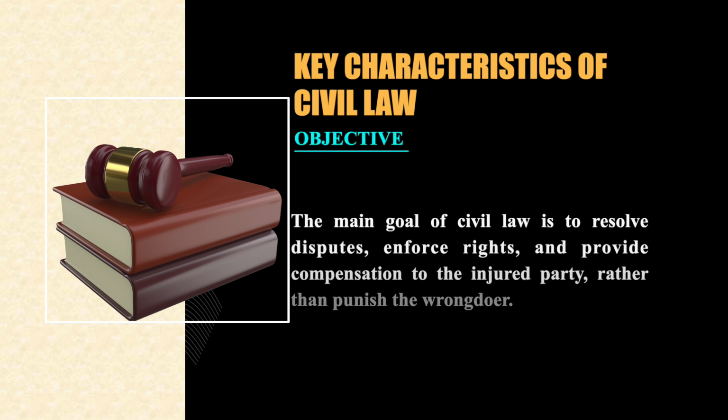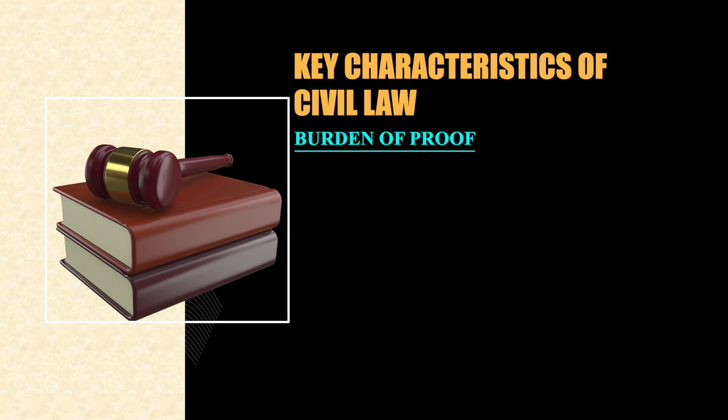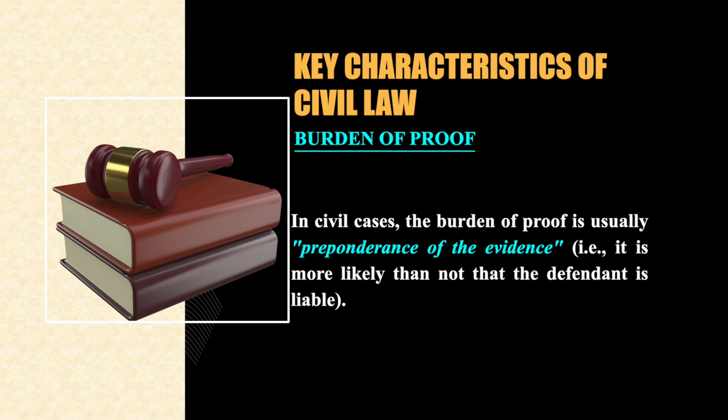Objective. The main goal of civil law is to resolve disputes, enforce rights, and provide compensation to the injured party, rather than punish the wrongdoers. Let's discuss upon whom the burden of proof lies. In civil cases, the burden of proof is usually the preponderance of the evidence. That is, it is more likely than not that the defendant is liable.